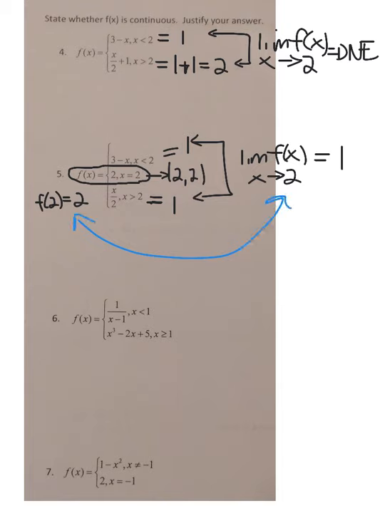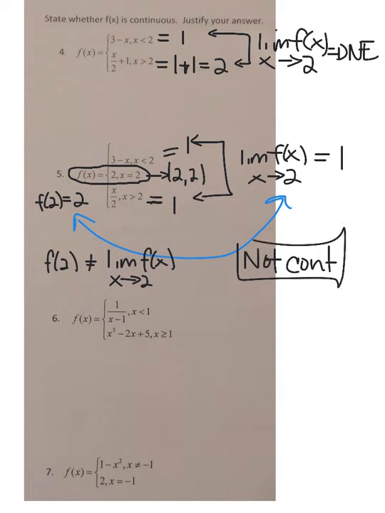So the reason why this function is not continuous is because f of 2 does not equal the limit of the function as x approaches 2. Okay, so this is not continuous. And I should say, even though I did say it up here, this one's not continuous either. Okay? All right, so let's look at number 6.